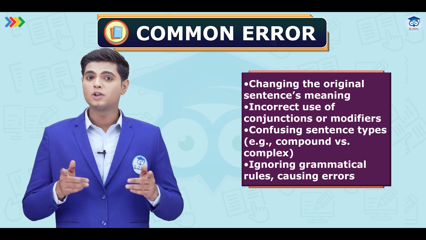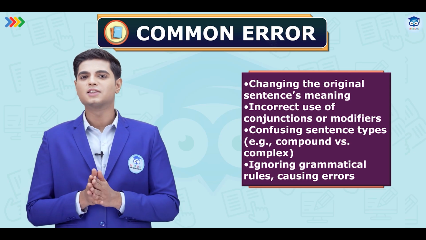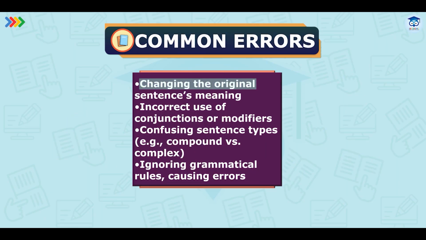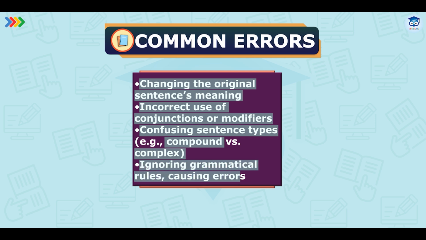There are some common errors to watch out for when transforming sentences. Avoid changing the original sentence's meaning. The meaning should remain consistent. Be careful not to make incorrect use of conjunctions or modifiers. Don't confuse sentence types, like mixing compound and complex sentence structures. And always remember the grammar rules. Ignoring grammatical rules causes errors that can cost you your marks.